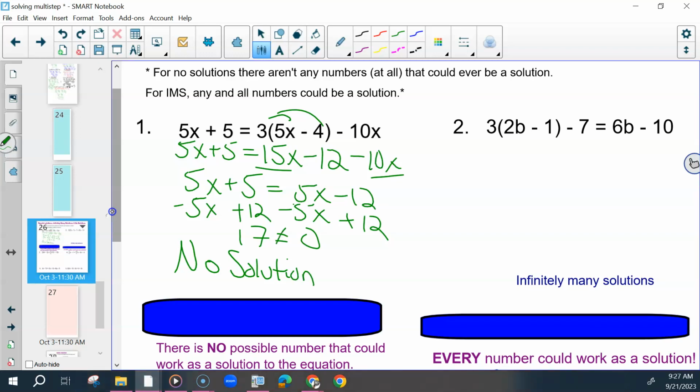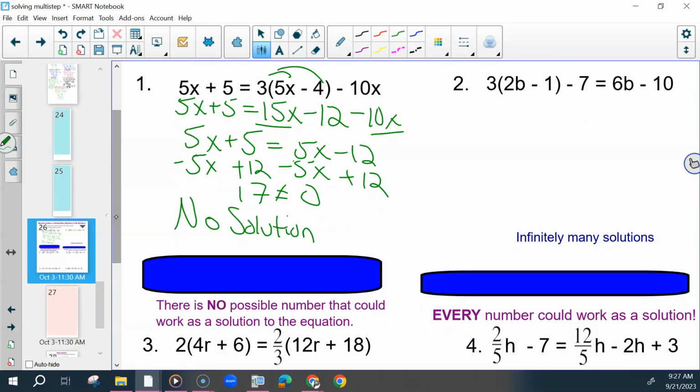So you can find no solution a couple different ways. You solve it all the way through, you get two different numbers, and you see that your variables canceled. Also here, if you see that you have the same coefficient but two different constants, at that point you could stop and say this is no solution. If you want to write that, you can.